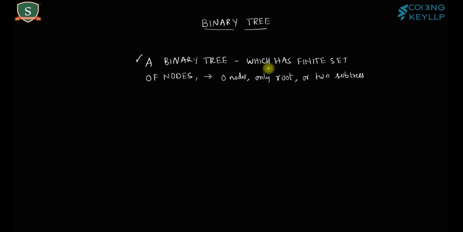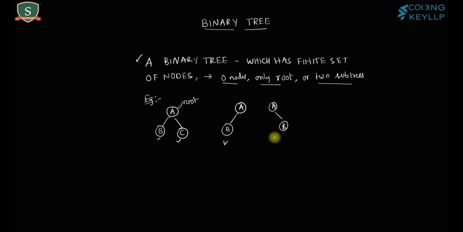A binary tree is a finite set of nodes that is either empty, only a root node, or a root with 2 subtrees. We can explain it with examples. First type of binary tree, we have a root node, a left child and a right child. It has a maximum of 2 children and A is the root node. Similarly, A is the root node with only 1 child. This is also a binary tree. A with the right child is also a binary tree.